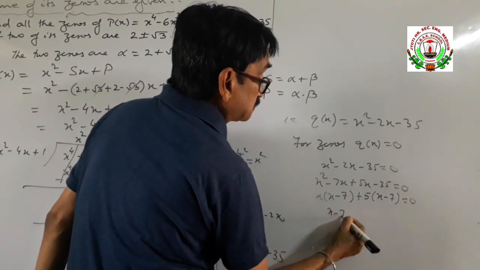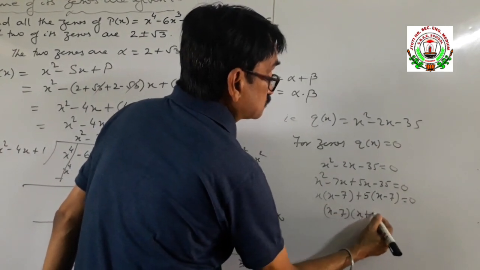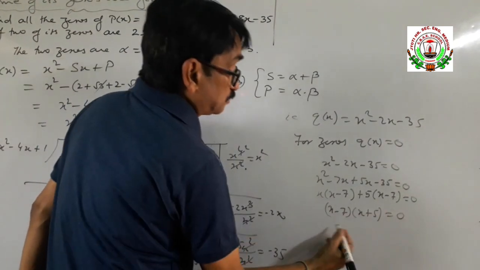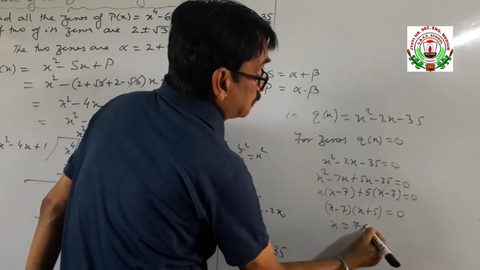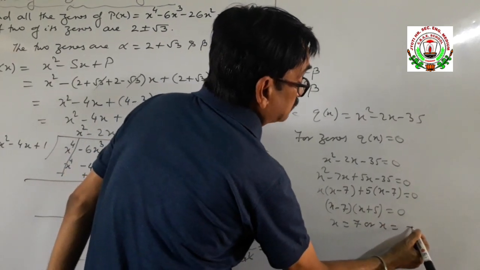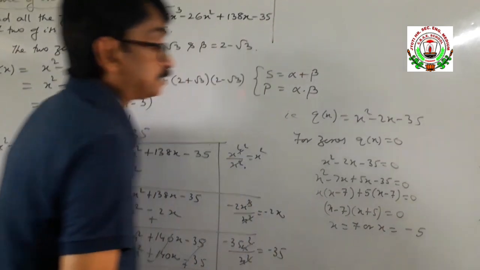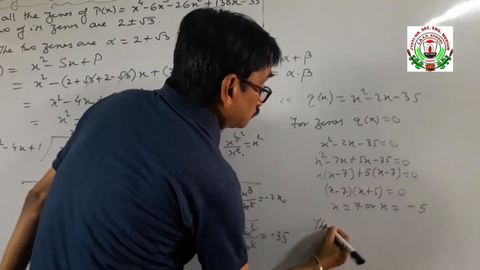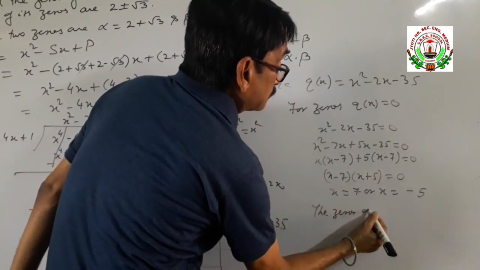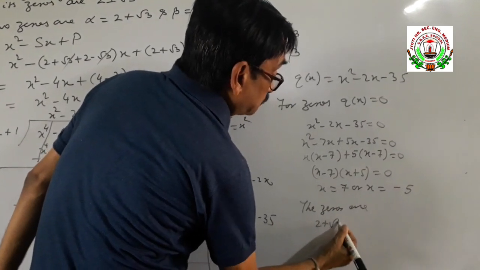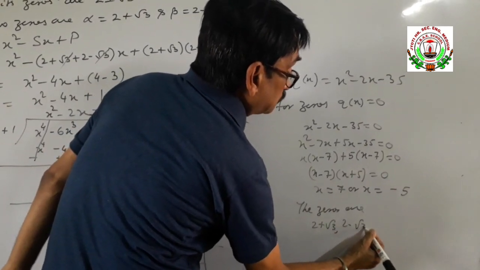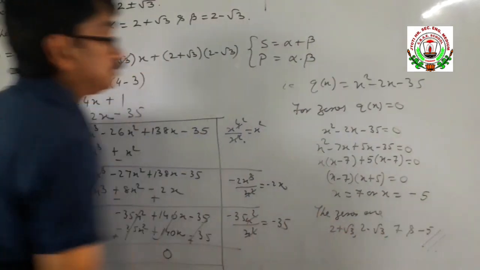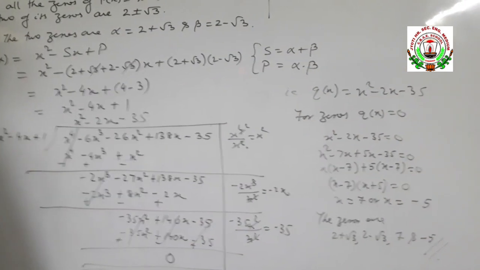Now x minus 7 common, we get x plus 5. So the two linear factors are x minus 7 and x plus 5. So x equal to 7 or x is equal to minus 5. These are the two remaining zeros, and therefore all the zeros are 2 plus root 3, 2 minus root 3, 7 and minus 5. So that is your solution.